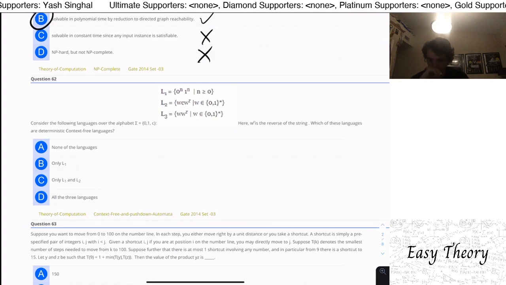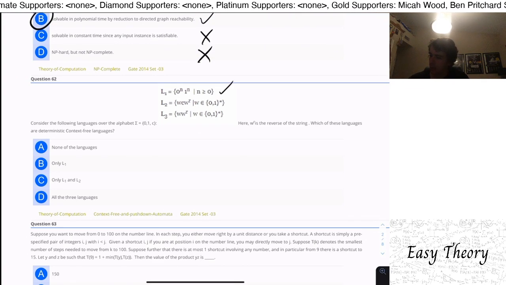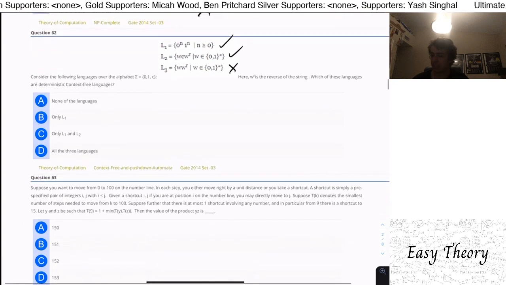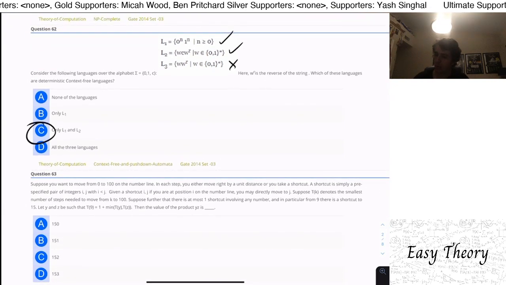Consider the following languages. Which of these are deterministic context-free? L1 is. This one is. And L3 isn't, I think. Yeah, L3 isn't, because we can't non-deterministically guess the middle. So only L1 and L2 are.